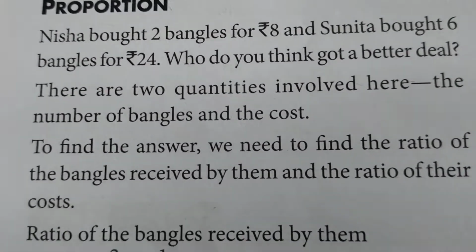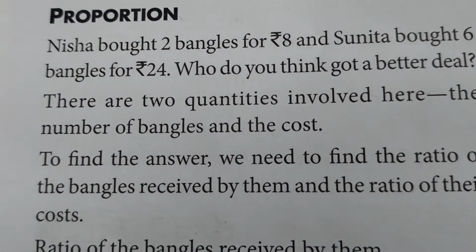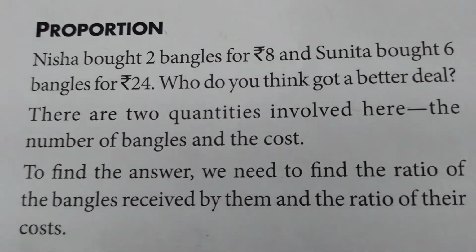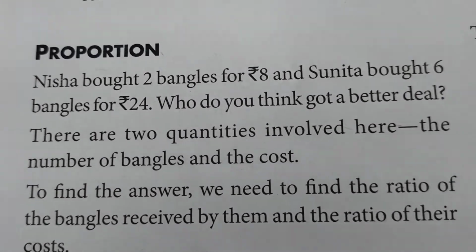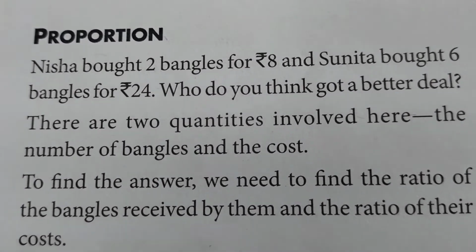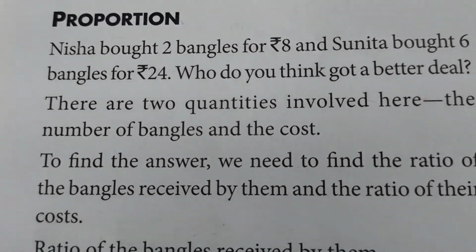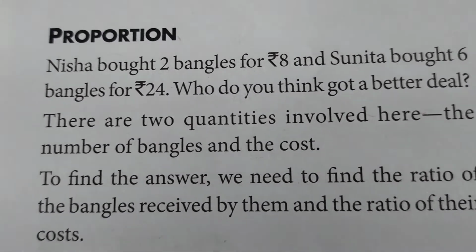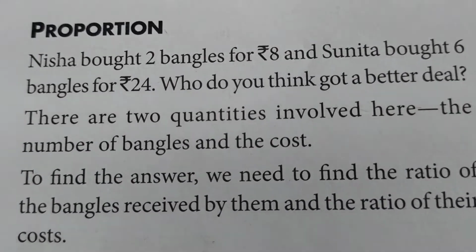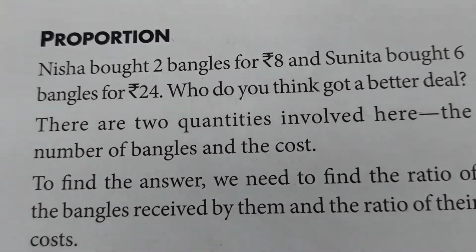To understand it in a better way, we go for one example. Nisha bought 2 bangles for rupees 8 and Sunita bought 6 bangles for 24 rupees. Who do you think got a better deal? Two quantities are involved here: one is the bangles and the second one is cost. To find who got the better deal, we need to find the ratio of the bangles received by them and the ratio of their cost.